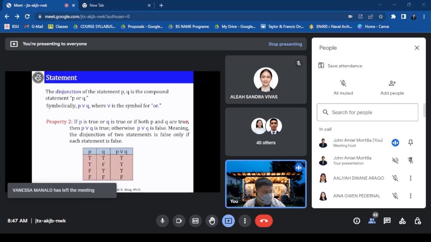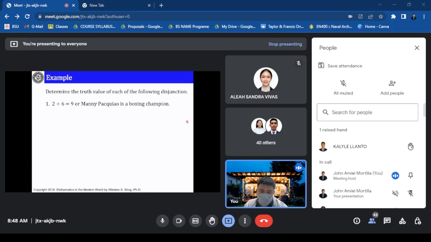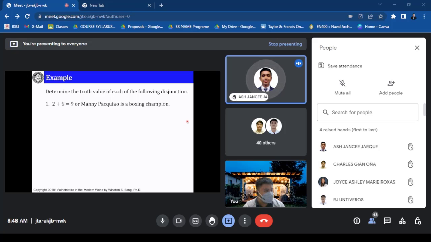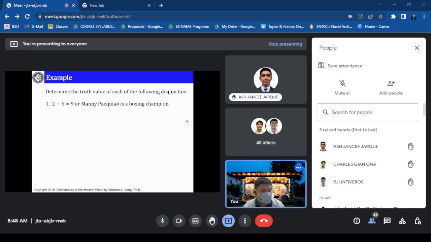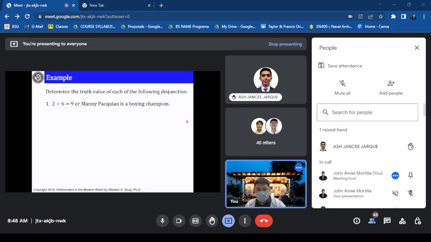So, kailan lang siya magiging false? Kapag false yung parehas ng statement. Okay? So, let's try again. So, 2 plus 6 is equal to 9, or Manny Pacquiao is a boxing champion. Okay, Ash. Disjunction po siya, true po. Why is it true? Yung una po ay false po, tapos yung pangalawa po ay true po, kaya siya po ay disjunction pa rin. Okay. So, number 1 is true.